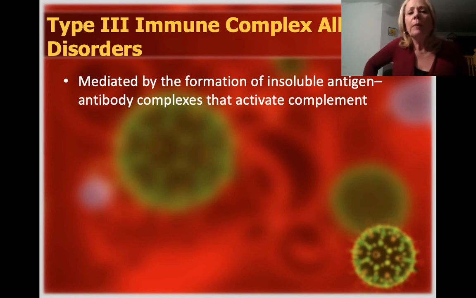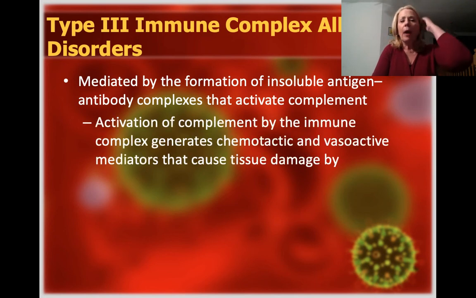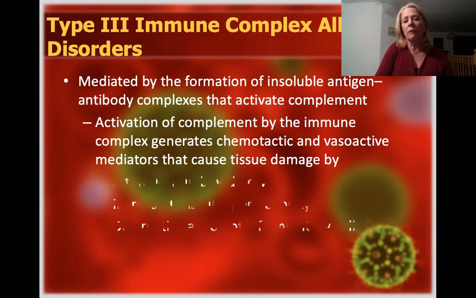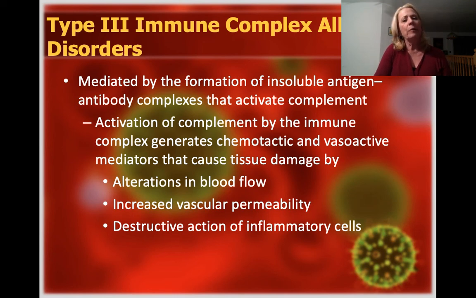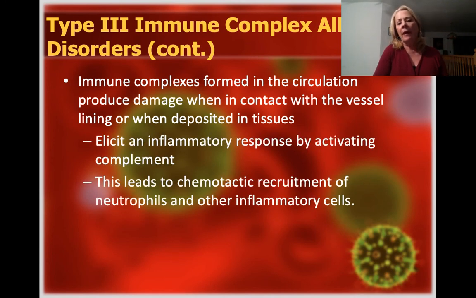So type III immune complex allergic disorders, these are mediated by insoluble antigen-antibody complexes, but they activate complement. Okay, so activation of complement, that generates those chemotactic agents, and those chemotactic agents can call up helper T cells, cytotoxic T cells, but it also activates vasoactive mediators like histamine, for instance. And then you have that alteration in blood flow again, vascular permeability, inflammation, and so on. So the immune complexes, they're formed in the circulation, and they can attach to the blood vessel linings, deposit in tissues, and then they elicit that inflammation.